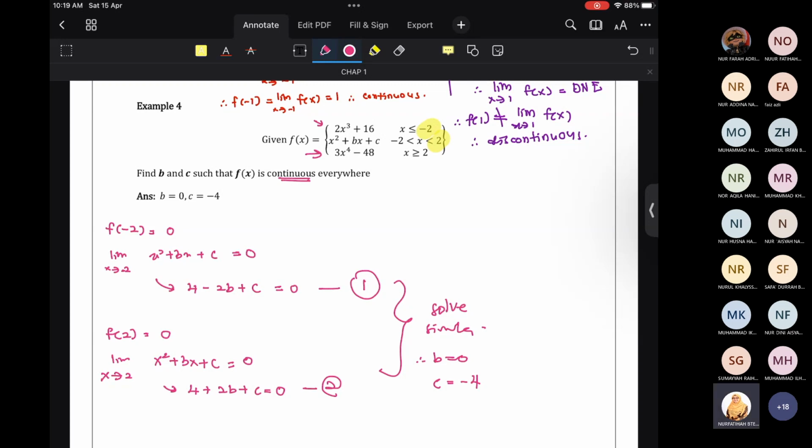So let's try some exercises. For example number 5, I want you to try by yourself. For the exercise, let's try number 7 and number 20. I want you to try number 7, Exercise 1.5, number 7. And the next one is number 20.